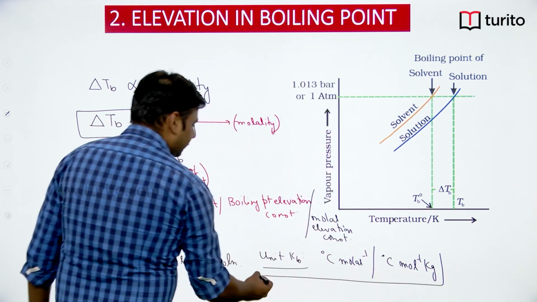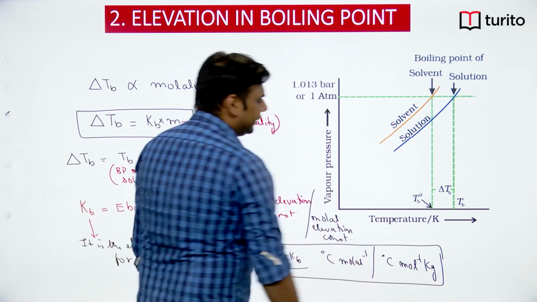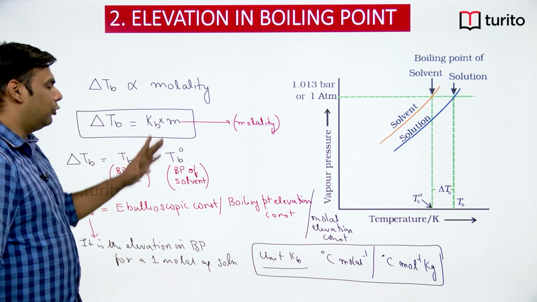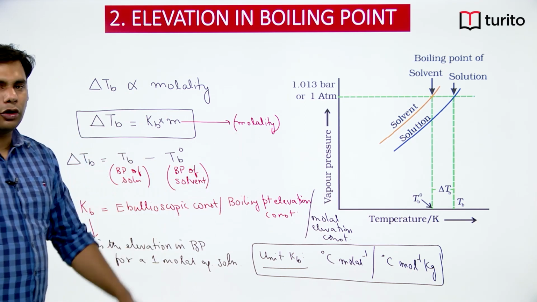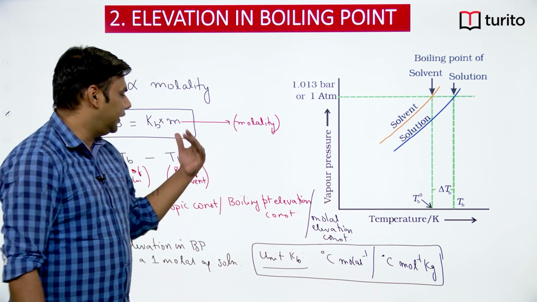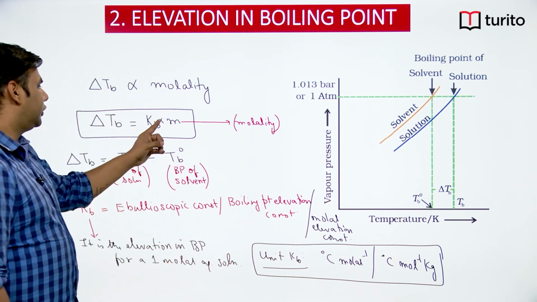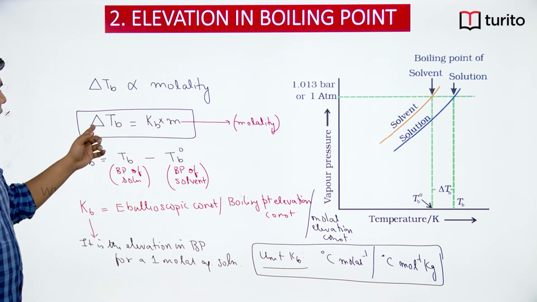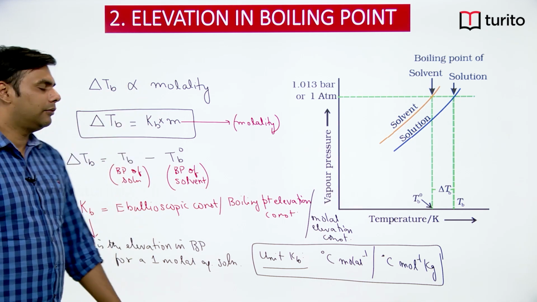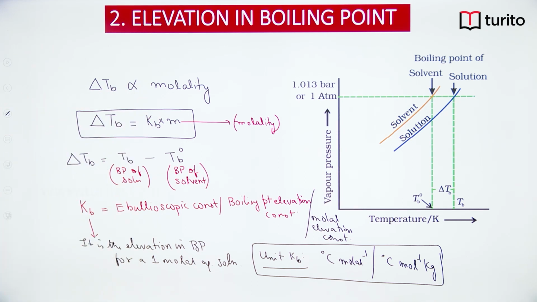Hope this is clear to everyone. We can write it as degree Celsius or Kelvin. Now the unit of molality is number of moles upon mass of solvent in kg. So number of moles is basically moles, and solvent is taken in kg. So this is mole per kg. So the unit of Kb would be degree Celsius kg per mole. Just have a quick glance over this, and you can write it down quickly.